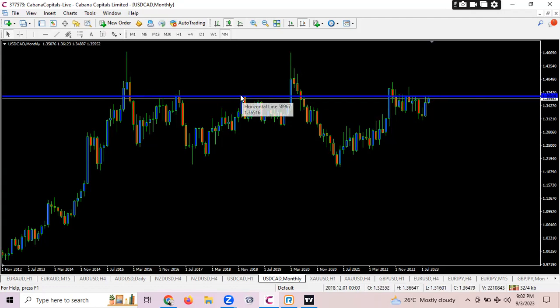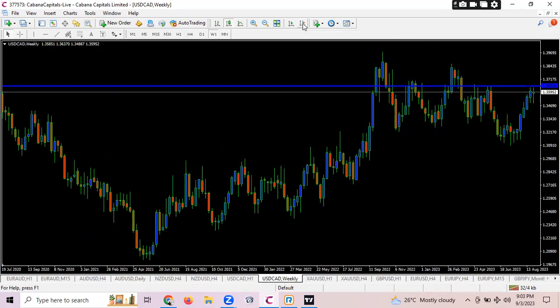If you go back here, you see that level was a resistance level, and that level has been tested several times. It is likely they will hit this level before pushing price down. But at the moment, going by the monthly price action, USD CAD is bullish.